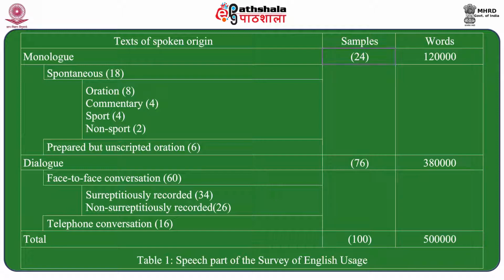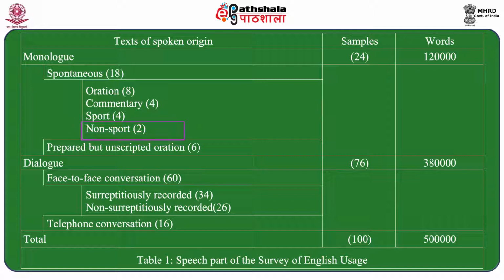So here we find that there are 500,000 words coming from the speech part. What are those major areas from where the text is collected? It has two parts, speech part: one is monologue, another is dialogue. So the monologue part contains 24 samples comprising 1,20,000 words, while the dialogue part comprises 76 samples comprising 3,80,000 words.